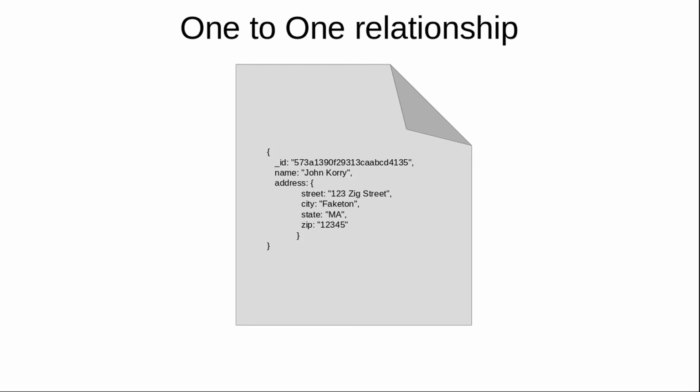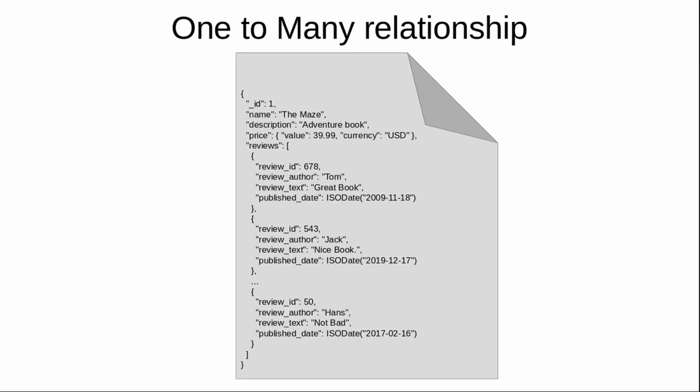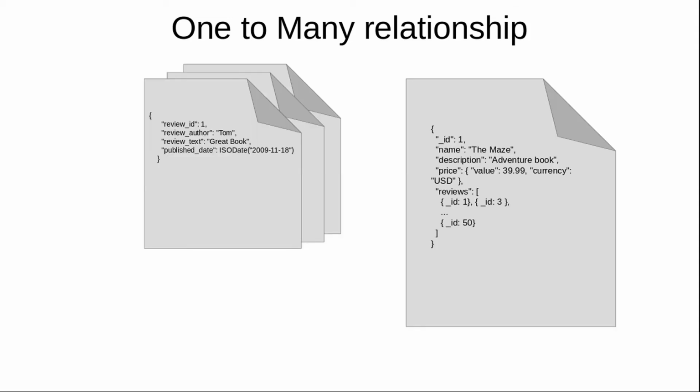The next type of relationship is one-to-many. In a one-to-many relationship, one record in a collection is associated with one or more records in another collection. For example, this is a collection called book. A book can have multiple reviews. We can embed the reviews as an embedded document, as we will see later. We can embed the reviews in the book collection, and this is called embedding, or we can create a separate collection for the reviews, and we can reference them by using their ID, for example, and this is called referencing.